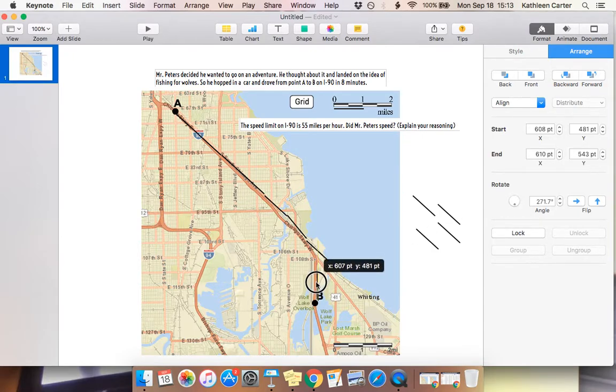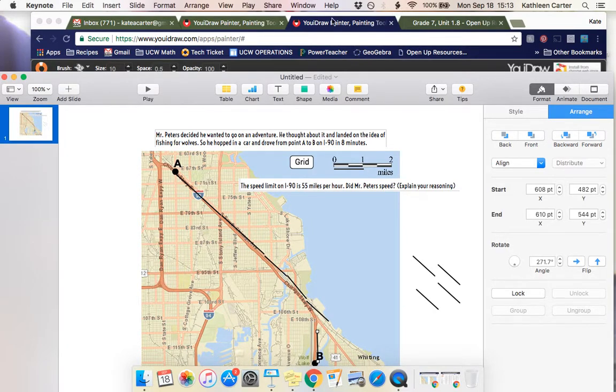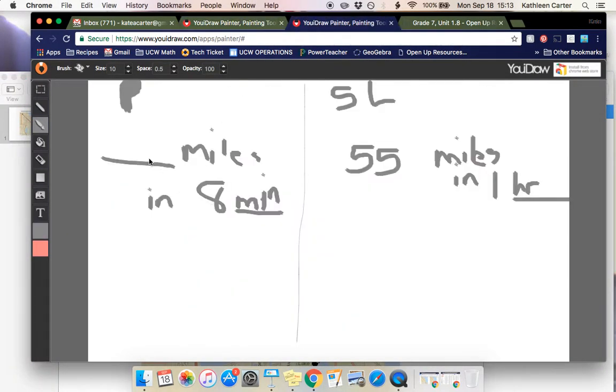And then 8. So if we bent this around, we would have about a 7, about 8. So we have about 8 miles here. So we're going to say we've got 8 miles in 8 minutes. Compare that to 55 miles in 1 hour. Is that the same? Is it different in some way?